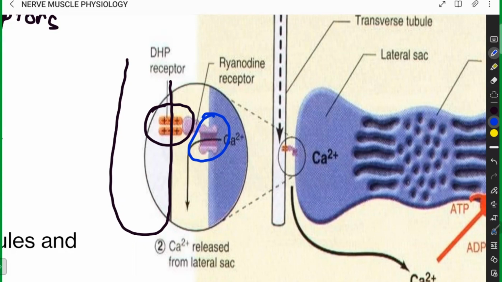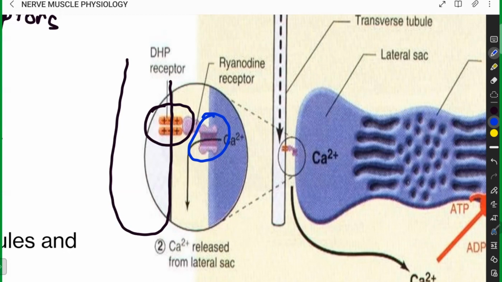So what happens? The opening of the voltage gated calcium channel along with the mechanically gated calcium channel, both have to open. This opening is called electromechanical coupling, which plays an important role in muscle contraction. Is it clear?